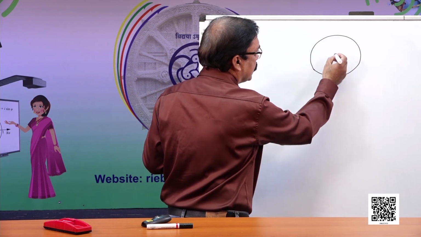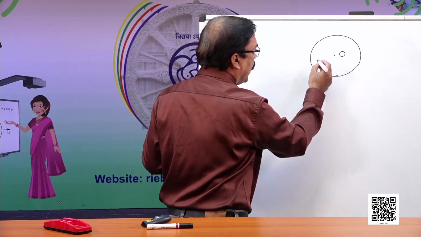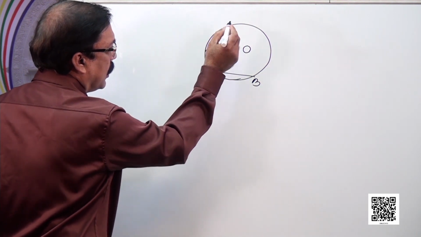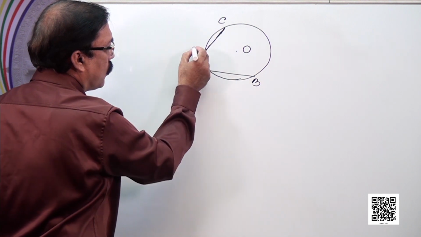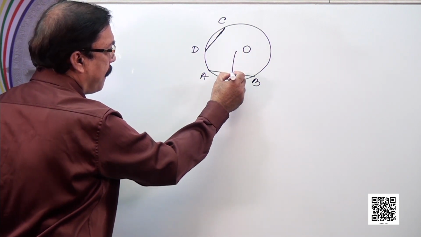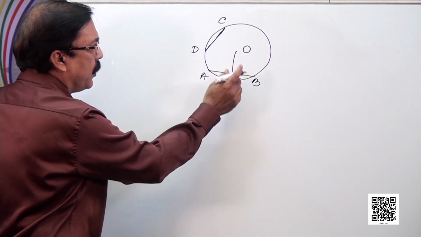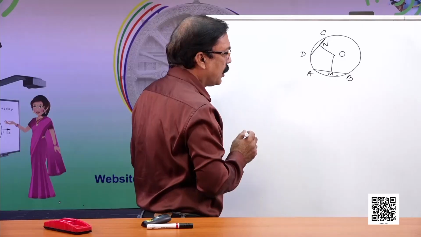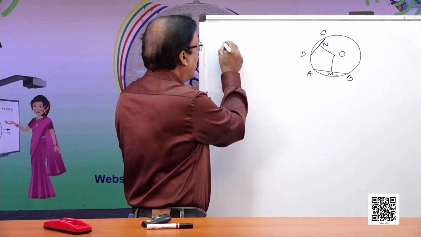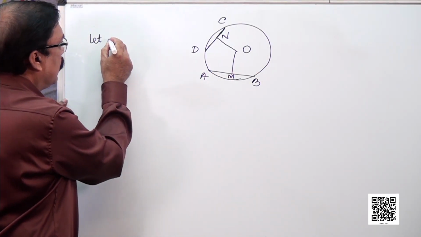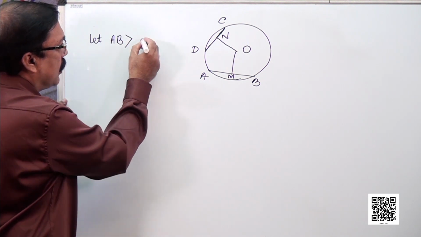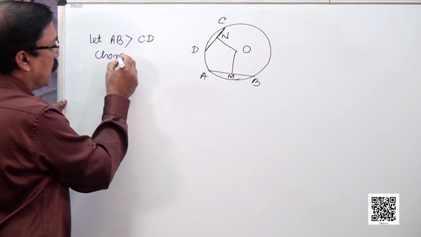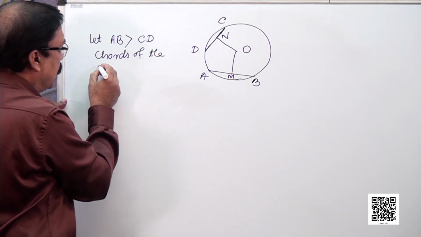Here is a circle with center O, and let AB and CD be two chords. OM is perpendicular to AB and ON is perpendicular to CD. Let the longer chord be AB, so AB is greater than CD. These are the chords of the circle.